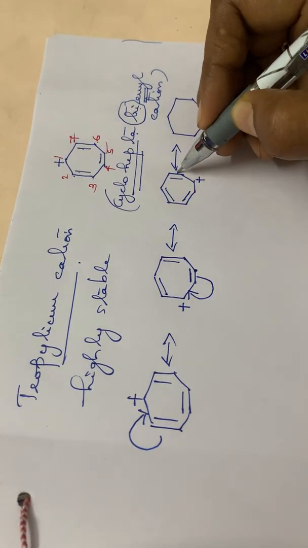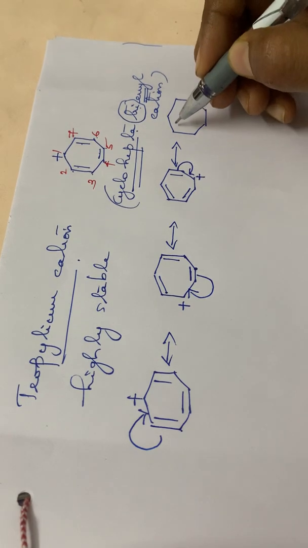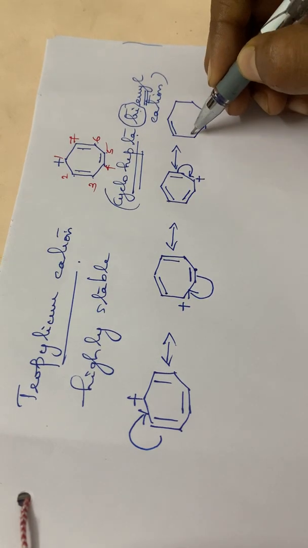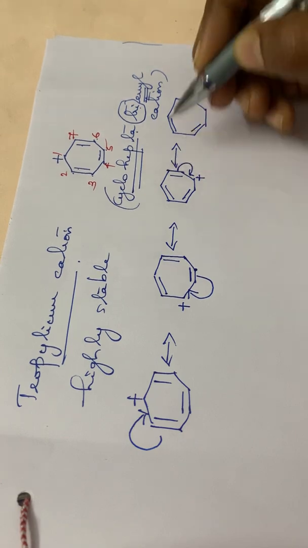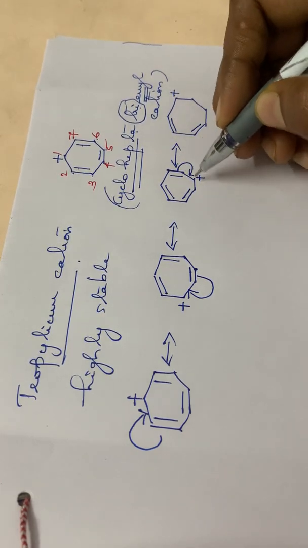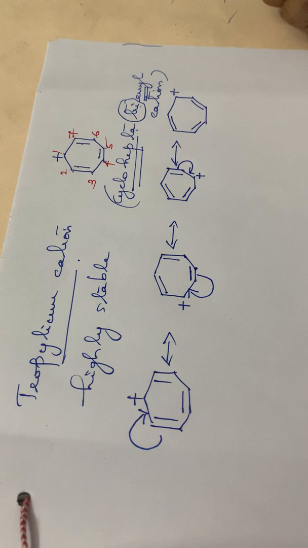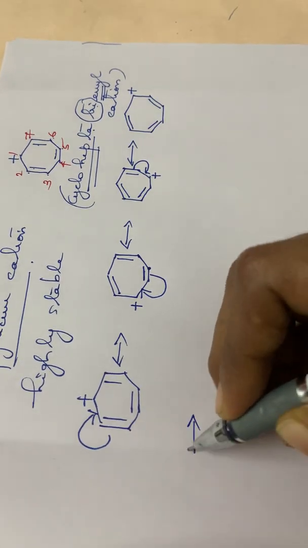The next structure will be like this. This pi bond will be shifting here. So a double bond here, and a double bond here. So here a positive charge. Okay, at this position a positive charge. Here it becomes a double bond. Then the next structure.